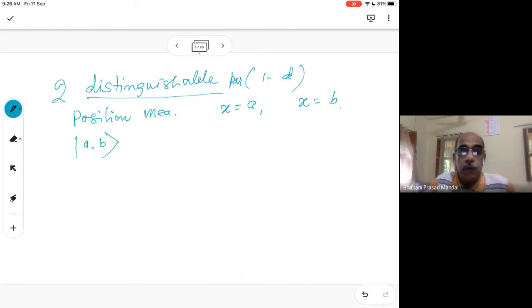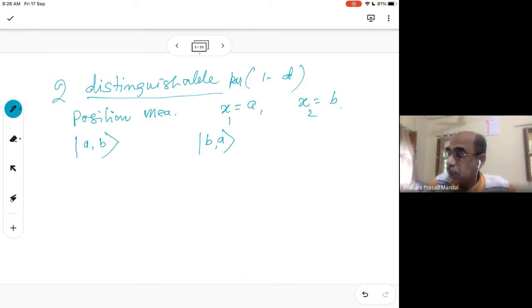Now if I have the first particle at B and the second particle at A, I denote my wave function by this. That means the first position is the position value of the first particle, x1, and the second one is the position of the second particle, x2.